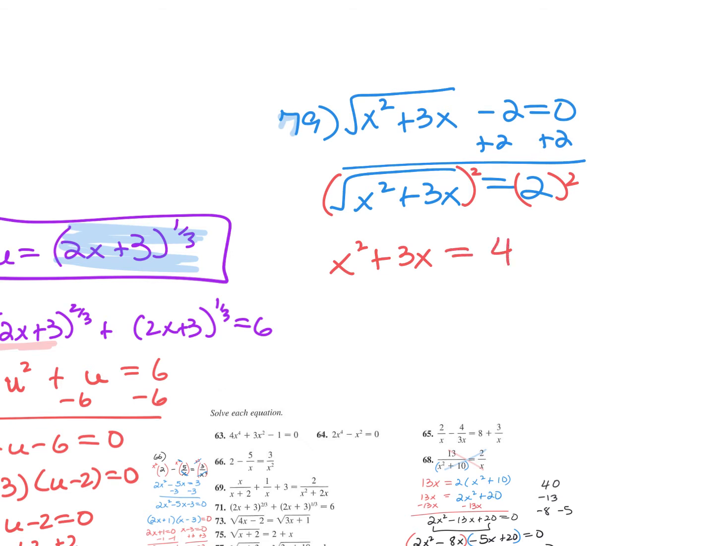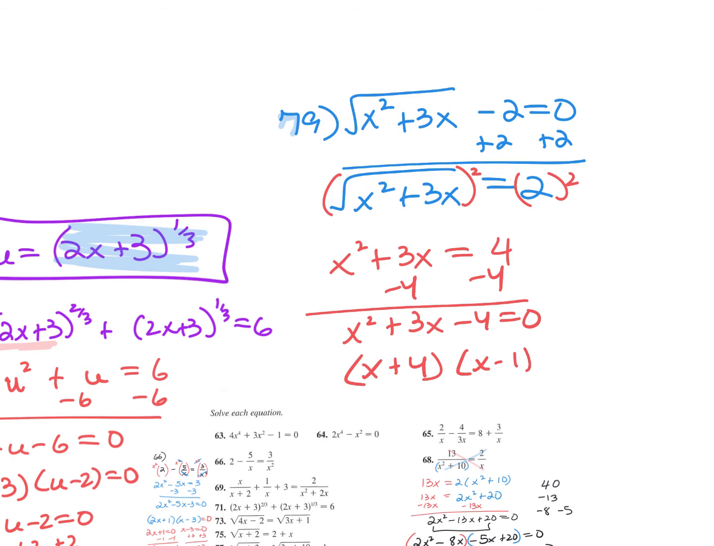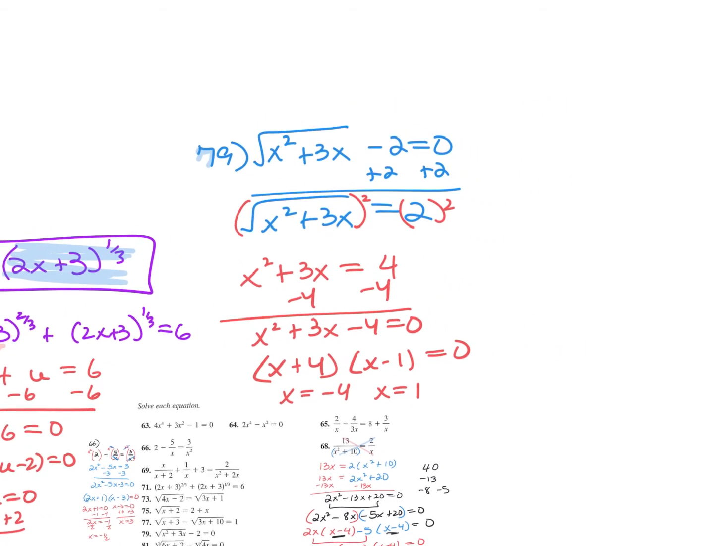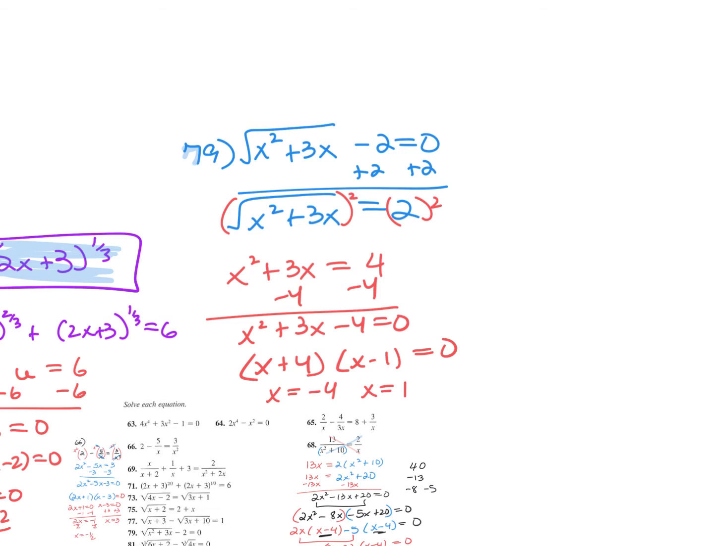And now what I can do is move the 4 over. X squared plus 3x minus 4 equals 0. Factors of -4 that give me +3 are going to be +4 and -1. Solve each. This gives me -4, +1. Again, when I do the check, both of these are going to work when I plug it in.